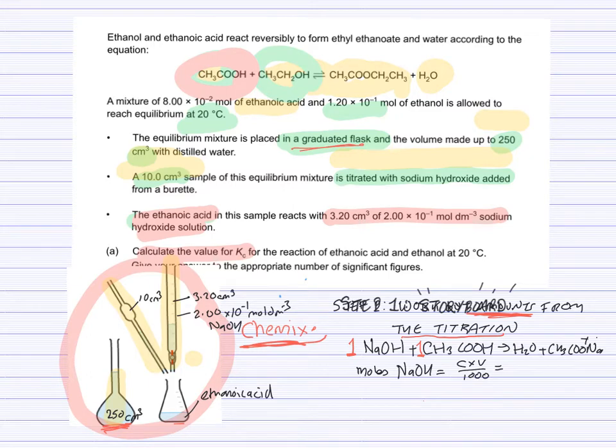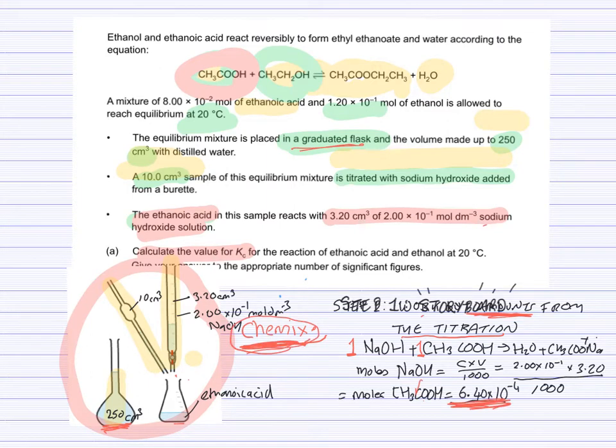So to work out the amount of sodium hydroxide, it's concentration times volume over 1,000 to convert the volume into decimeters cubed. The concentration was 2 times 10 to the minus 1. The volume was 3.2 centimeters cubed. We divide it by 1,000 to get it in moles, and to convert the volume into decimeters cubed. So the moles of the sodium hydroxide is equal to the moles of ethanoic acid that was left behind in the titration mixture. And that works out at 6.4 times 10 to the minus 4 moles.